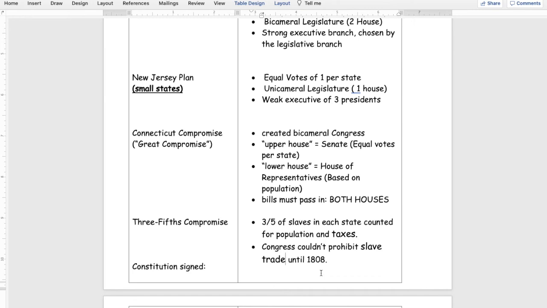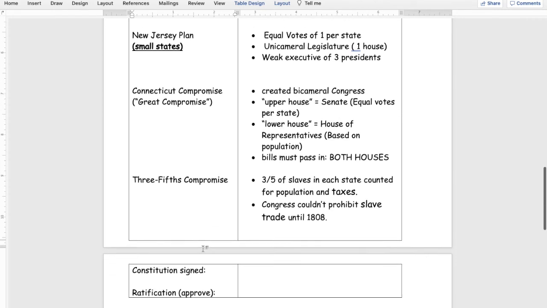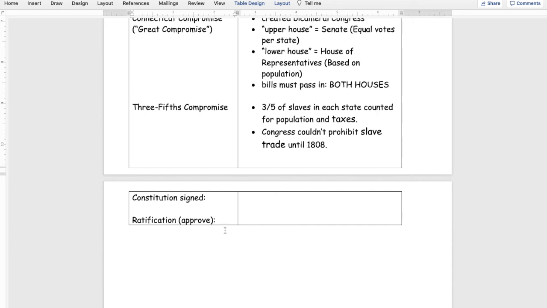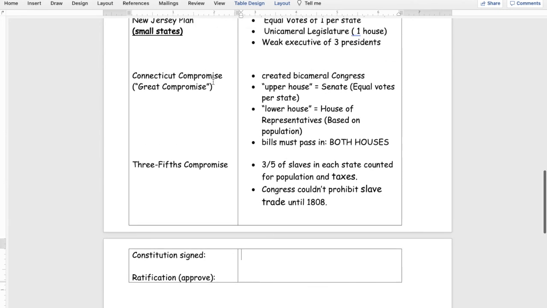So again, these founding fathers, although they've said all men are created equal, they're not even denouncing the slave trade. They're saying you can still trade slaves if you want up until 1808. Now, the last part of this was that the Constitution, after this Connecticut Compromise, was agreed to by both sides.